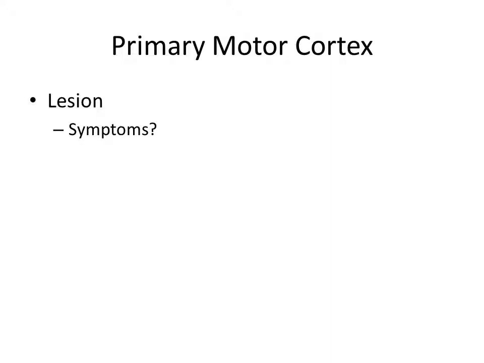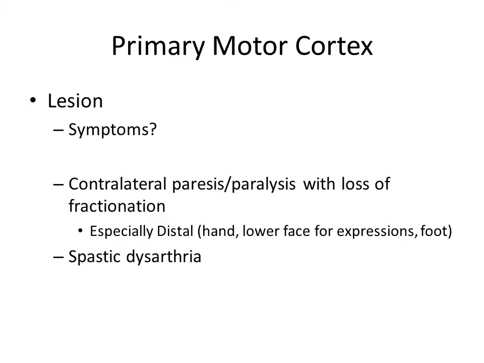Because our lateral corticospinal tract and an individual corticobulbar tract goes contralaterally, that's where we would expect to see our symptoms. So we would expect a contralateral paresis or paralysis. And in the case of the lateral corticospinal tract, we would be expecting to have loss of fractionation. If the injury were more lateral, we would expect this paresis and paralysis with the loss of the fractionation to be in the lower face, the contralateral tongue, and the upper extremity. If it were more medial that the damage occurred, we would expect it to be most pronounced in the lower extremity and foot.